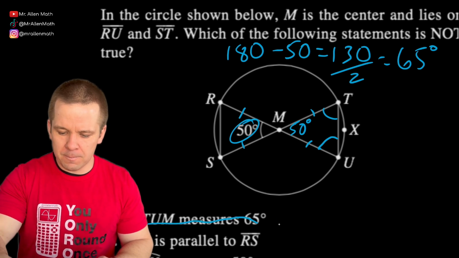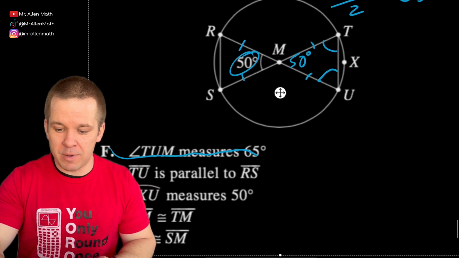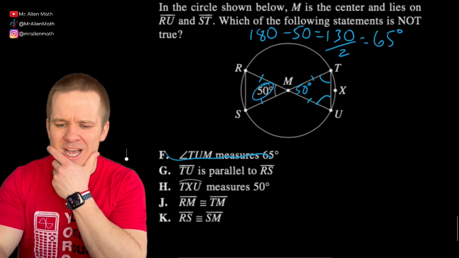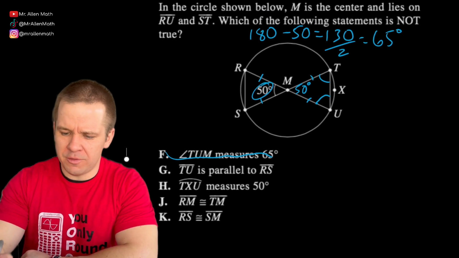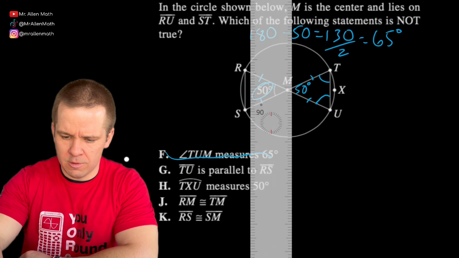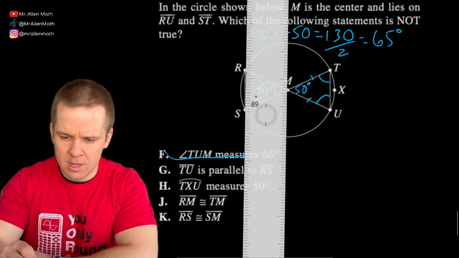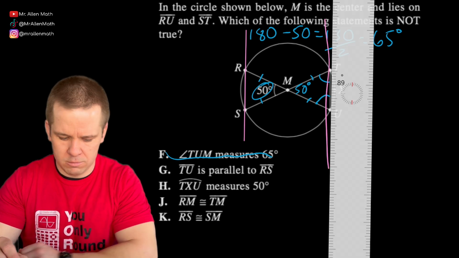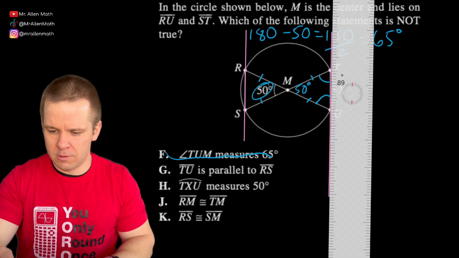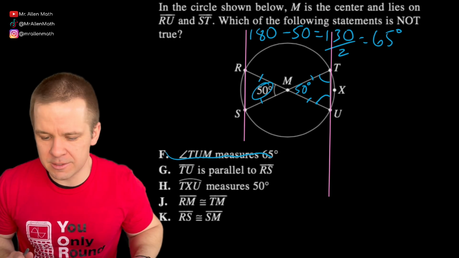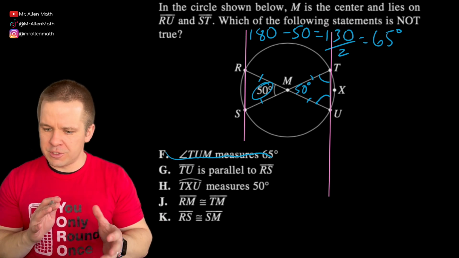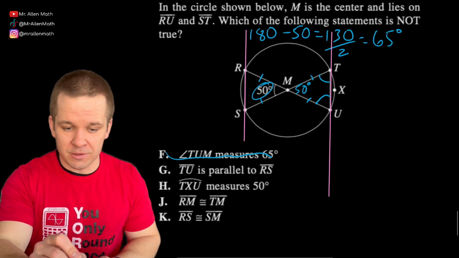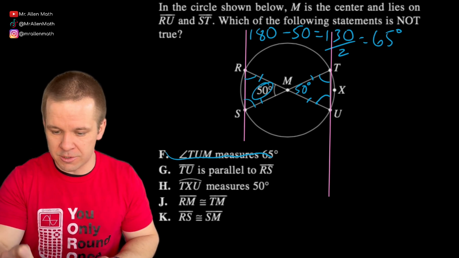Next one: TU is parallel to RS. Is that true? We're talking about these two lines here, TU and RS. Let me draw a line through here. We've got this guy and this guy. There we go. Okay, so we're talking about those two lines. Again, we were just talking about the isosceles triangles. Those two triangles are congruent, so all of these angles are also congruent. These two angles are also congruent.